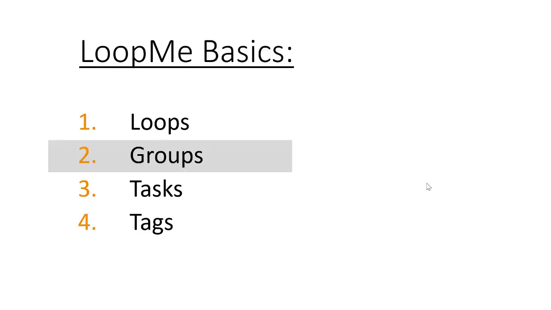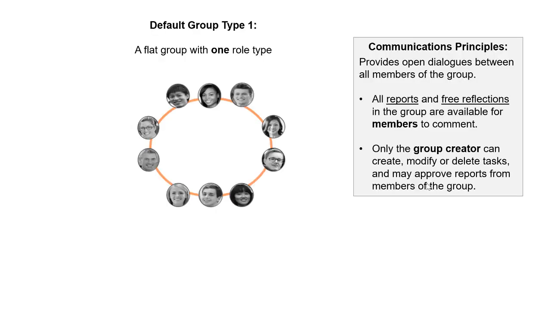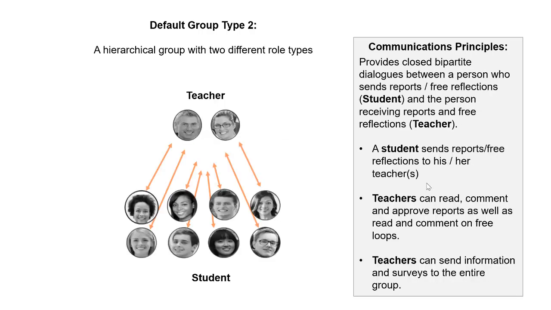There are a number of different types of groups in LoopMe. The first type is a flat group with one role type. Everybody sees everything. It's not used so much in LoopMe because it simply becomes a lot of communication if we have a flat group. Then we have a hierarchical group. That's the second type of group, where, for example, the teacher gets reports or loops from the students, and it's only the teachers who can see what the students write. So it becomes more like a trustful dialogue.